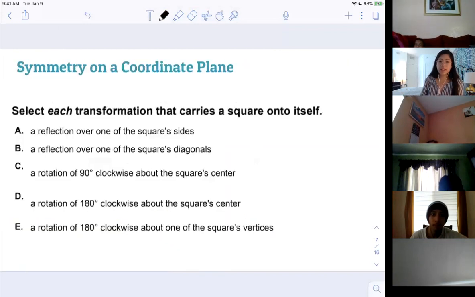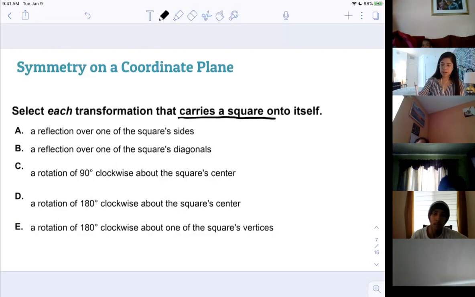Here's another one. Like I said, a lot of times you're going to get questions that don't have a picture attached. So you have to be able to read and understand it just by reading. Sometimes you can draw a little picture on the side of your notebook, but if you don't have a picture in front of you, you kind of have to visualize it. So I want to know what type of transformation will carry a square onto itself. So same thing. If I have a square, what can I do to that square to get it to line up to itself? So I want everyone to read through the answer choices carefully.